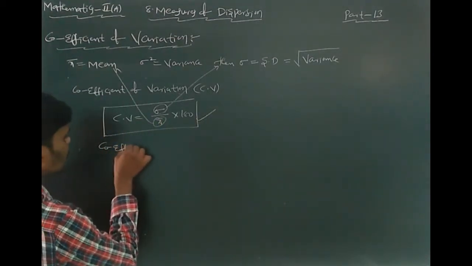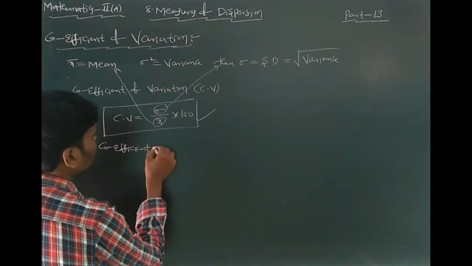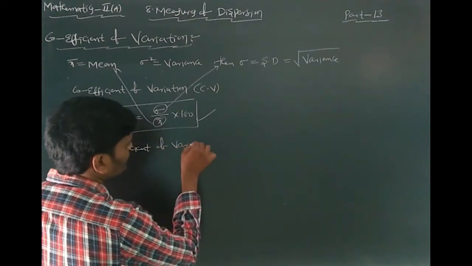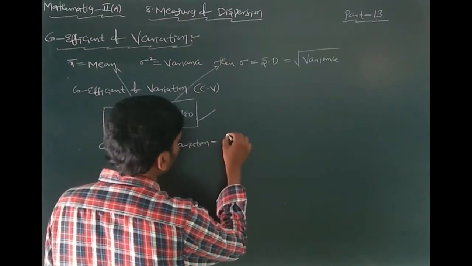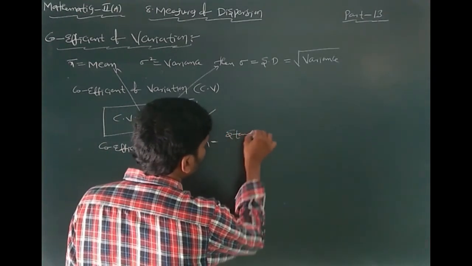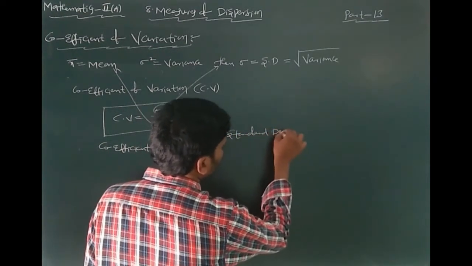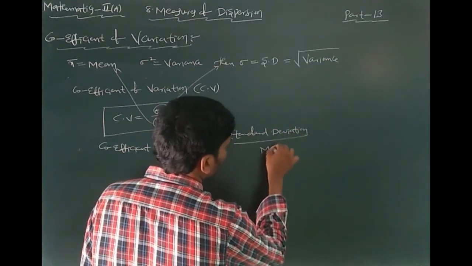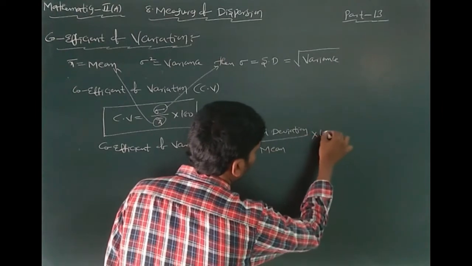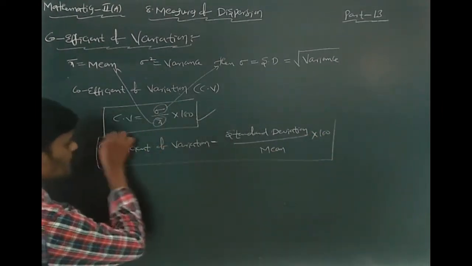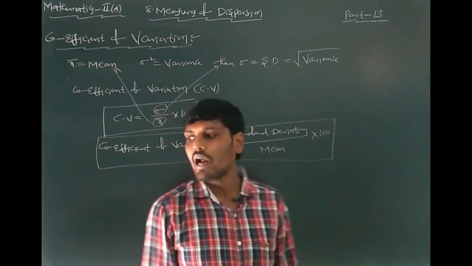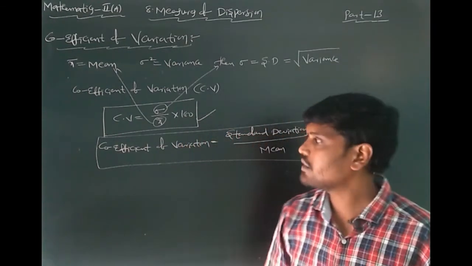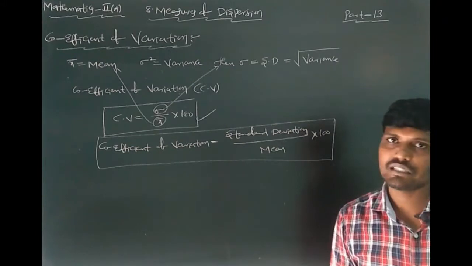Coefficient of variation is equal to standard deviation by mean into 100. Mean is also called arithmetic mean. This is the coefficient of variation formula.